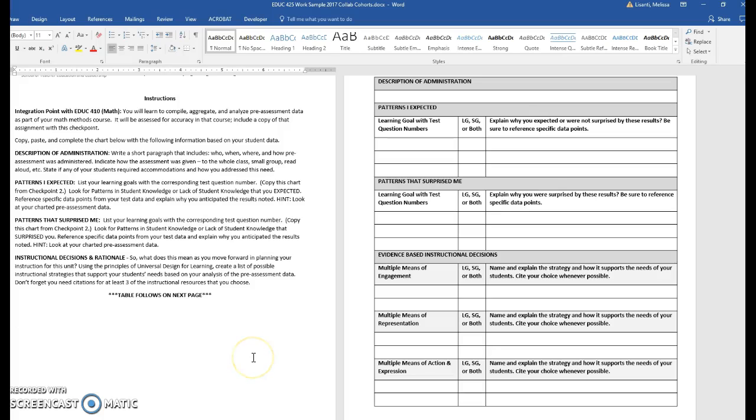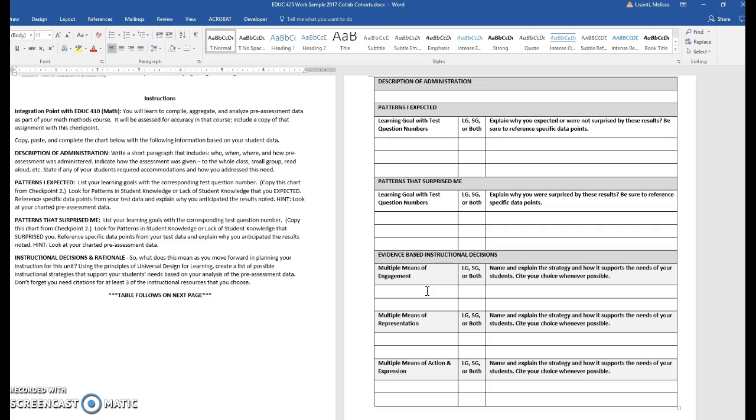UDL begins to connect with your unit plan in checkpoint 3 in this second half. So after you've analyzed your data and you've looked at patterns and what students know and what they don't know, you're going to start thinking through some basic instructional decisions for your unit. And you'll notice here you see the multiple means of engagement, representation, and expression. So we're referring directly to the UDL guidelines here.